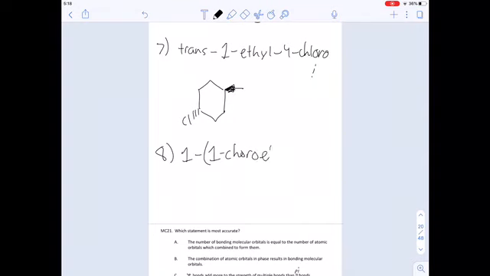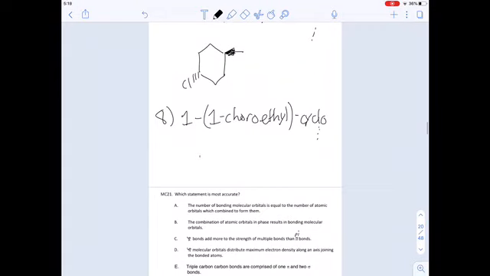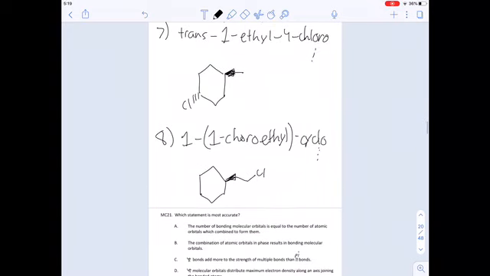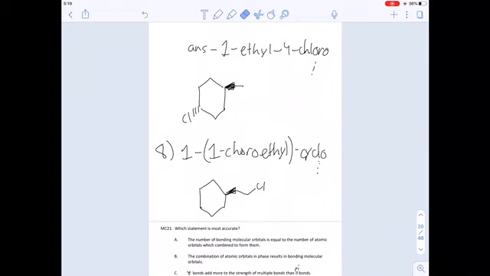And then number 8 is going to be 1,1-chloroethylcyclohexane. And that is going to look like this. Okay. In that case, you're not going to have a diastereomer because it's terminal.